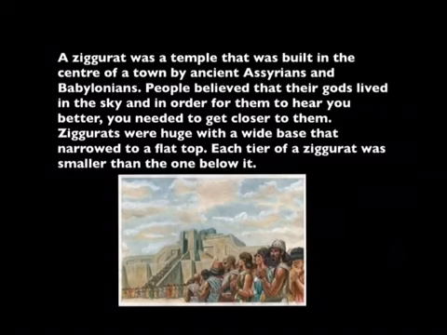A ziggurat was a temple that was built in the center of town by ancient Assyrians and Babylonians. People believed that their gods lived in the sky, and in order for them to hear better, you needed to get closer to them. Ziggurats were huge, with a wide base that narrowed to a flat top. Each tier of a ziggurat was smaller than the one below it.